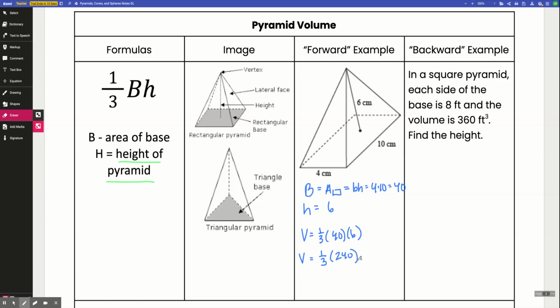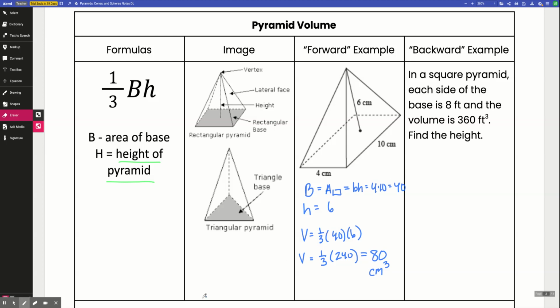And then this number, 240, I'm going to divide by 3. That's what the 1/3 is. So 240 divided by 3 is 80. Right? And then the last thing I need is my units. Since the unit in the problem was centimeters, the unit for my volume is centimeters cubed. Right? And that's it. That's all you have to do. So volume has a lot less components typically than surface area does.